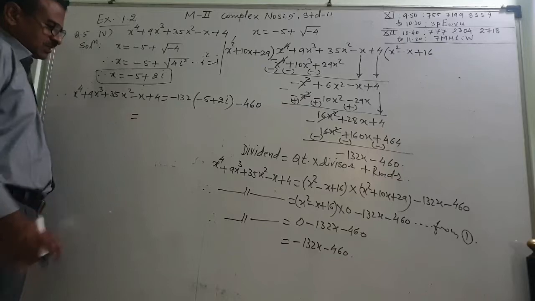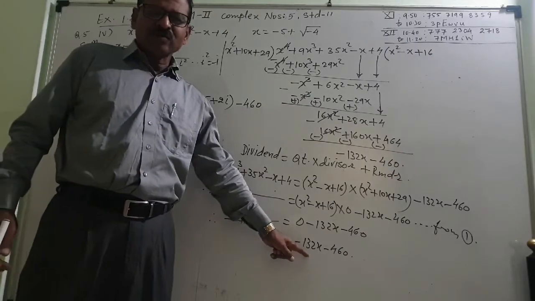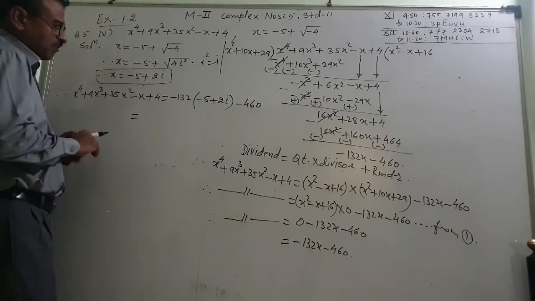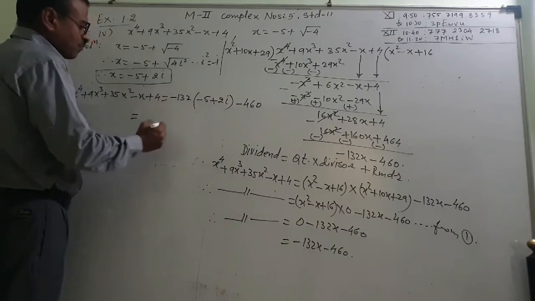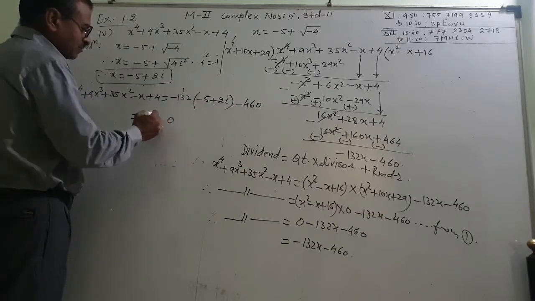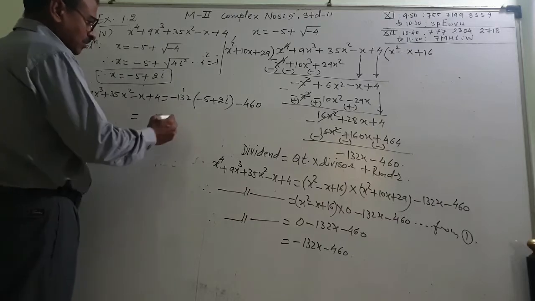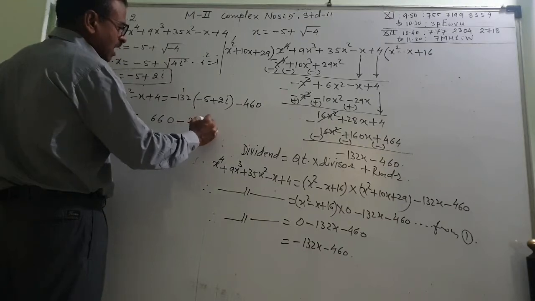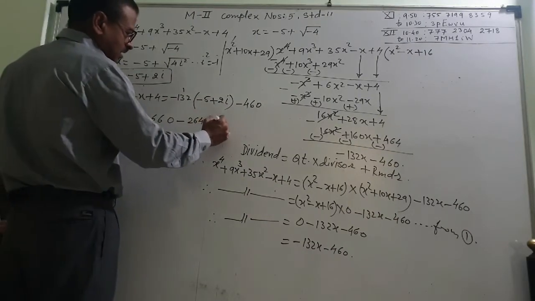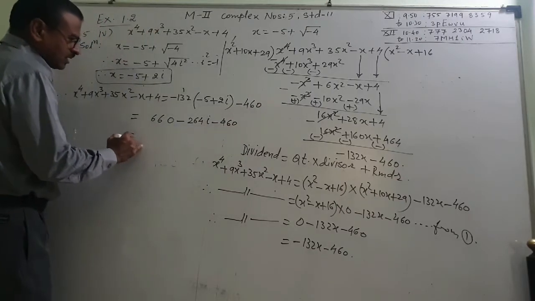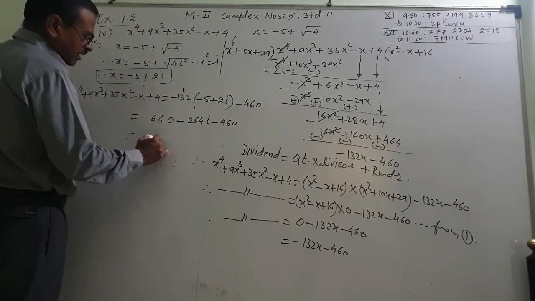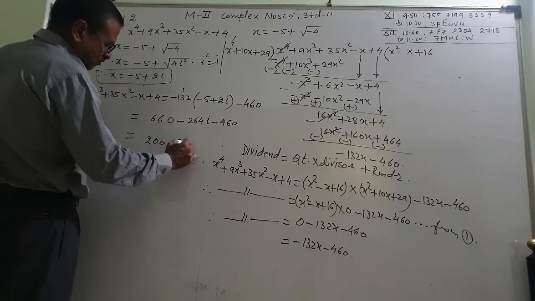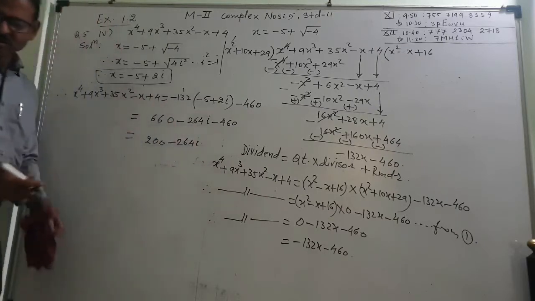The reason may be this. This may be the reason why you may be struggling. Now there is no question of struggling. Therefore, now I will multiply this. Minus into minus will be plus. 5 times 10, carry 1 and 66. This will be minus 264i and minus 460. So the answer would be 660 minus 460 minus 264i, and this is the value.